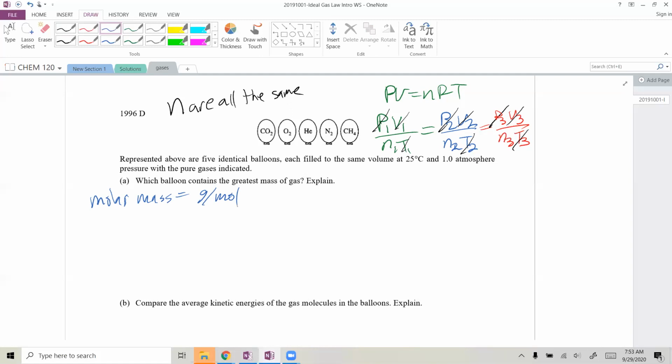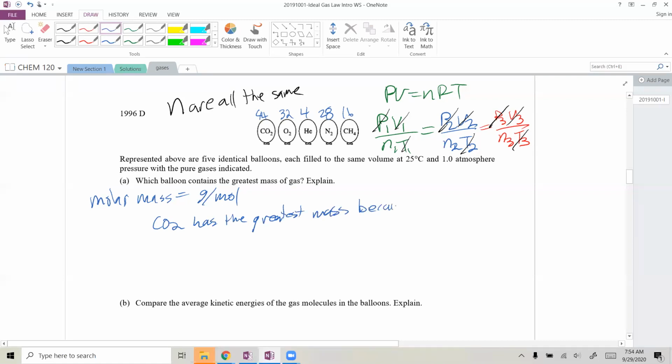Now, since we don't have to do a lot of quantitative work with this, we can just get some qualitative values. So helium has a molar mass of 4, nitrogen 28, CH4 is 16, O2 is 32, and CO2 is 32 plus 12, so 44. So the balloon that should have our greatest mass is going to be carbon dioxide, has the greatest mass, and then we should explain that.